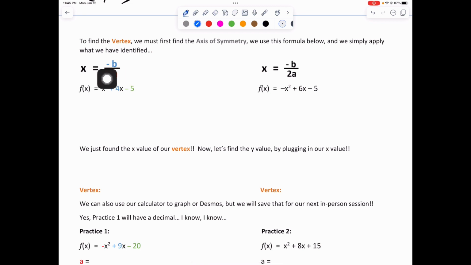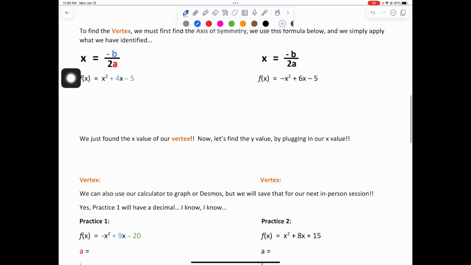So when it has that negative in front of that b, well, that means we're just going to simply have a negative 1. And that negative 1 is going to be multiplied by our b value, which is, yes, 6. Thank you.